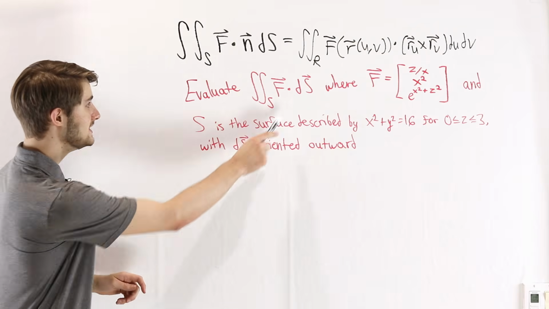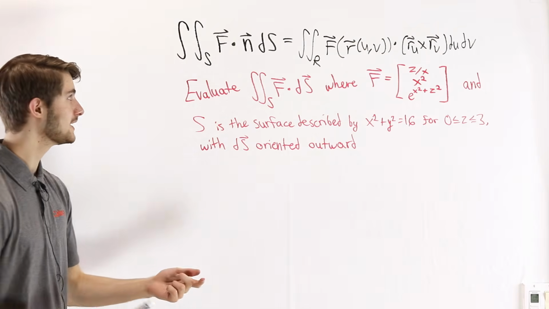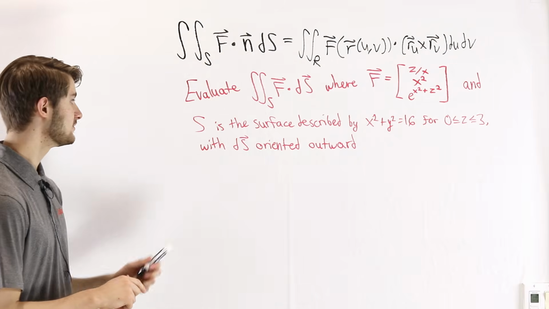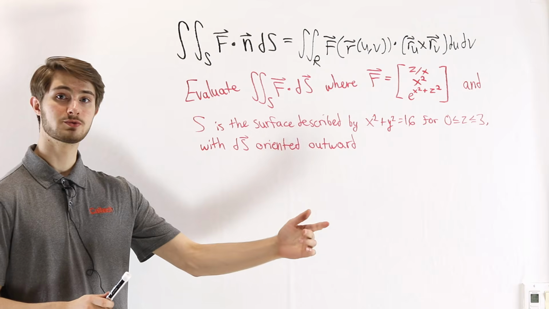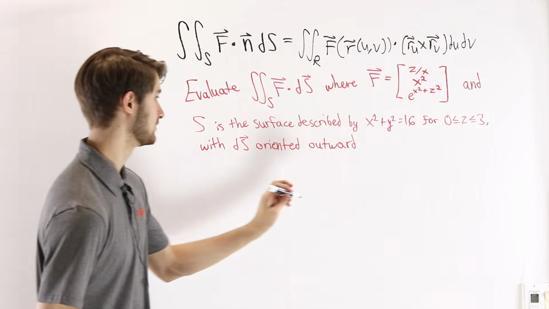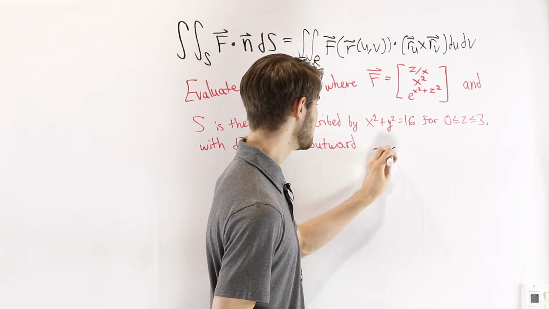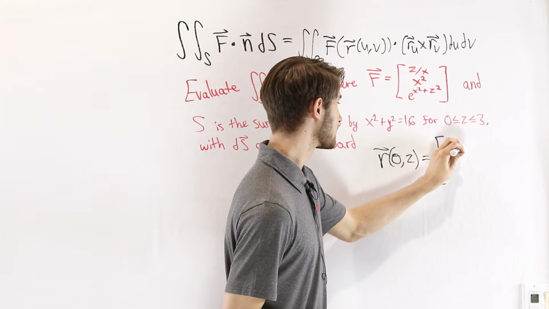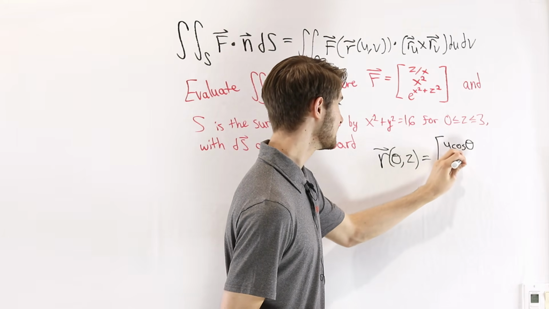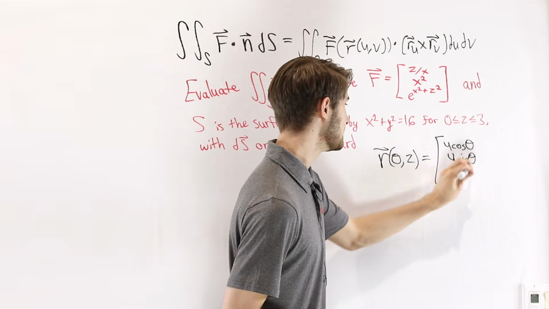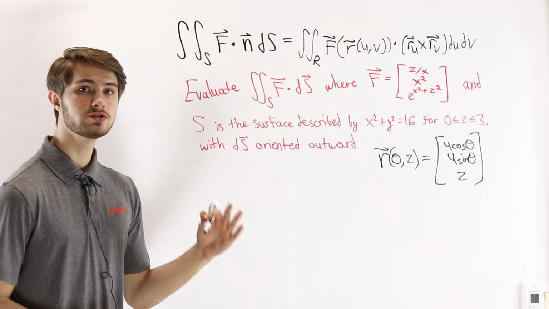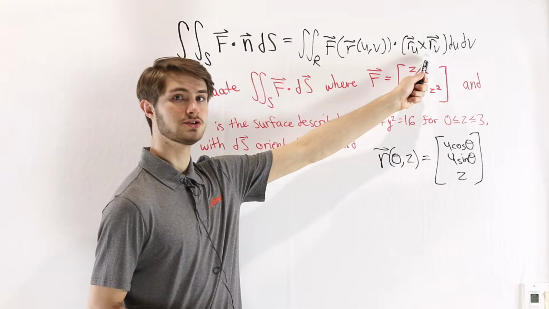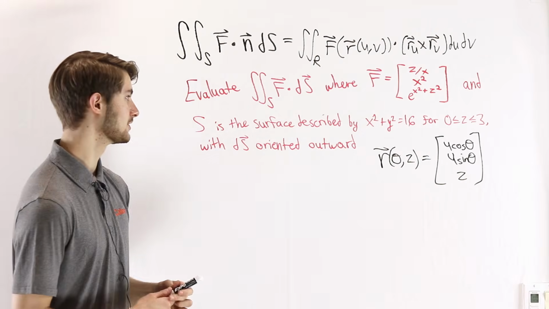Remember that in this case dS, this vector, is just a shorthand for the unit normal vector times dS. In this case, the surface S is the exact same surface as we were looking at with the scalar field surface integral, which means that we can use the same parametrization r of theta and z as 4 cosine theta, 4 sine theta, and z. And from there, we can also use the same cross product. In this case, we're not going to take the magnitude, we just want the actual vector.